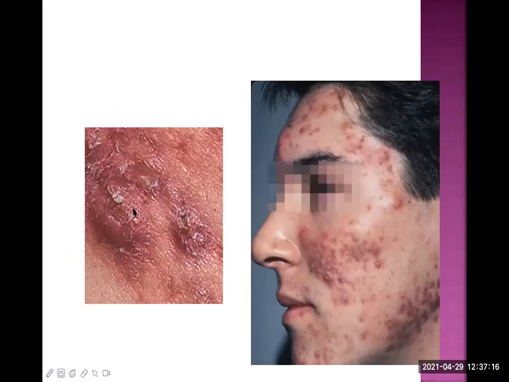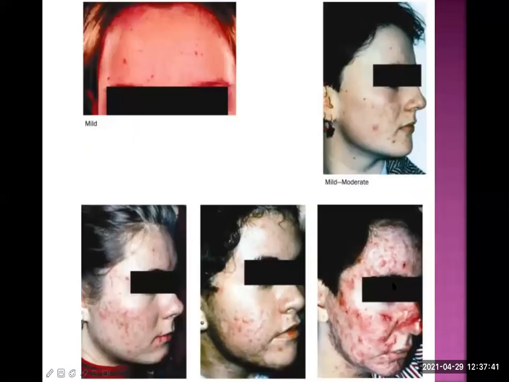Some other pictures. This is a very close view of the lesion. See here, they are clearly erythematous or look inflamed, and some of the pus points can be seen. And there's extensive involvement: forehead, side of the temple, cheeks, even the beard area are affected. Now, look here. These different pictures have been collected from internet sites. This is a mild type of acne. Only a few lesions are there. Most of them are comedone, mild to moderate. Along with comedone, some papules and pustules are seen.